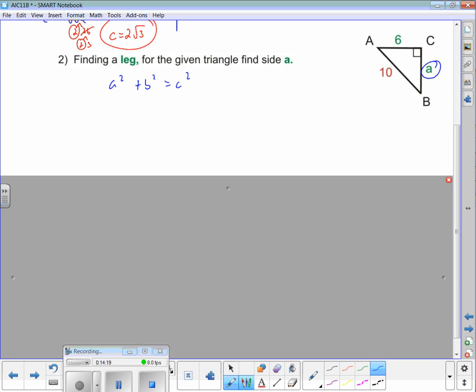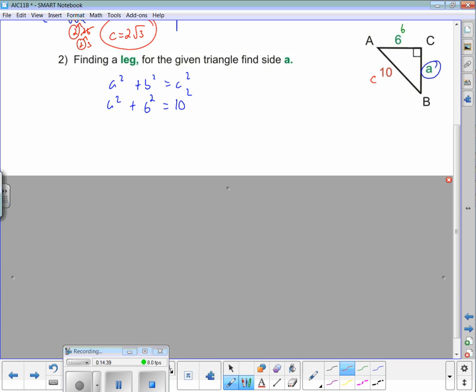Okay, we're solving for a, right? c is always the hypotenuse. The other leg is b. All right, piece of cake. So what do I have? a squared plus, what is my b? A 6. 6 squared equals, what is my c? A 10. 10 squared.